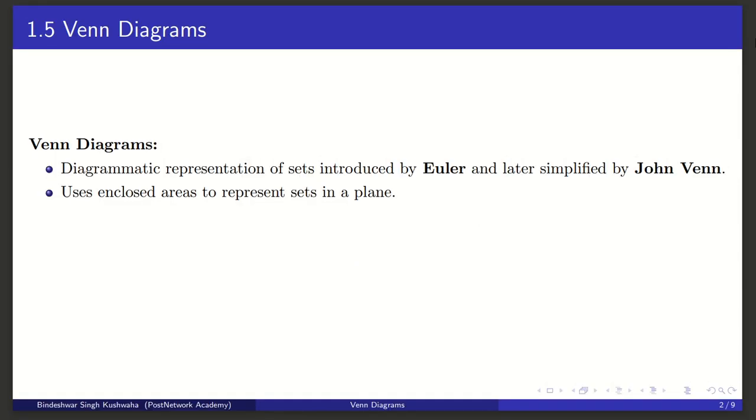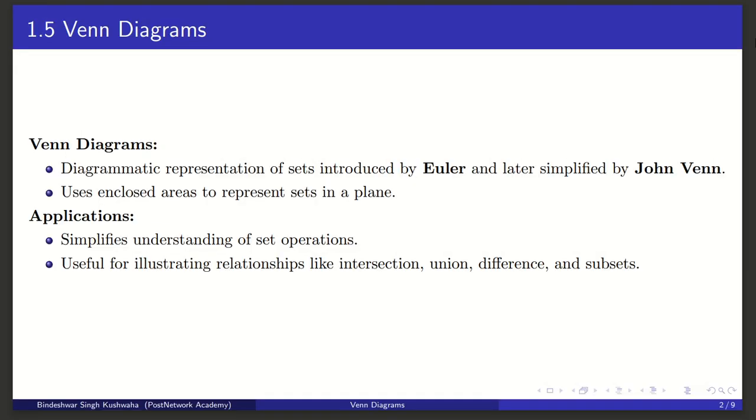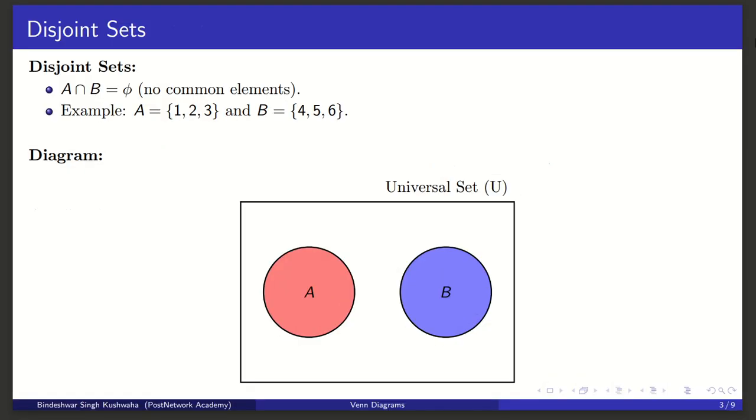So Venn diagrams are diagrammatic representations of sets, introduced by Euler and later simplified by John Venn. They use enclosed areas to represent sets in a plane. Applications: they simplify understanding of set operations, and are useful for illustrating relationships like intersection, union, difference and subsets.